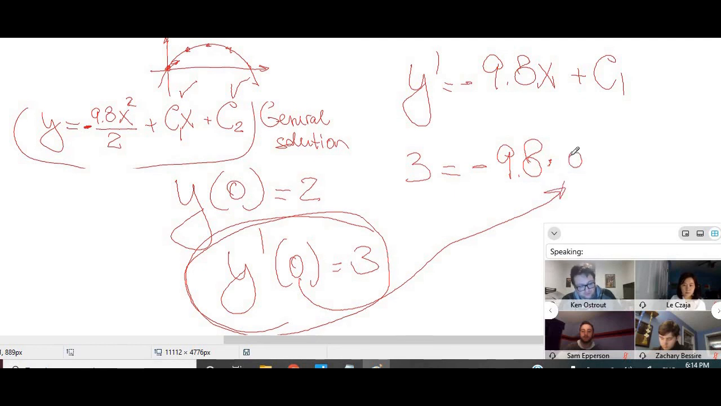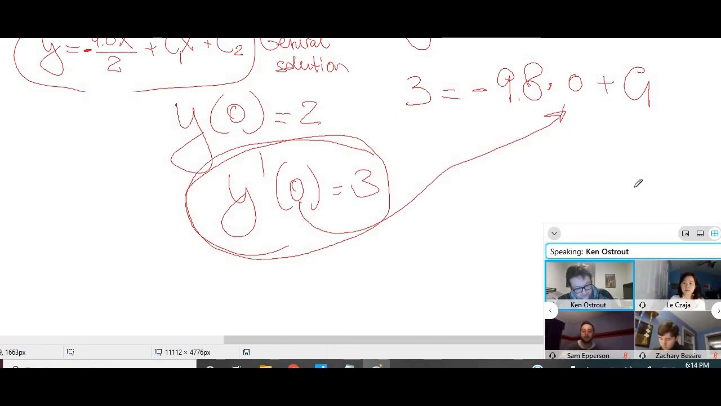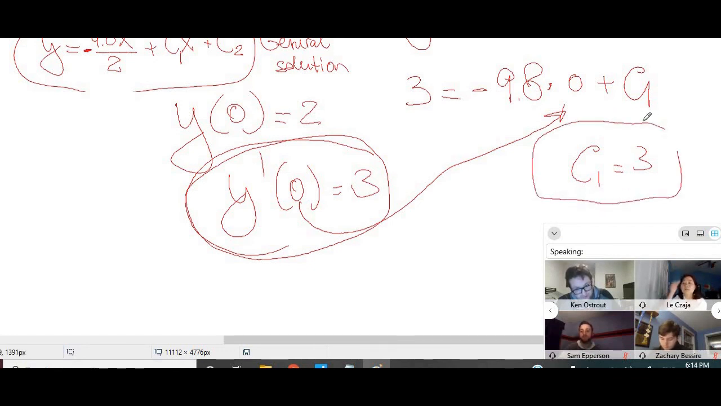Over here, plus C1. Am I making any sense? In this case, the value of C1 is very trivial, right? C1 is just good old-fashioned 3. You with me on that? All right, well, that was pretty nifty. Now, to the value of C2.